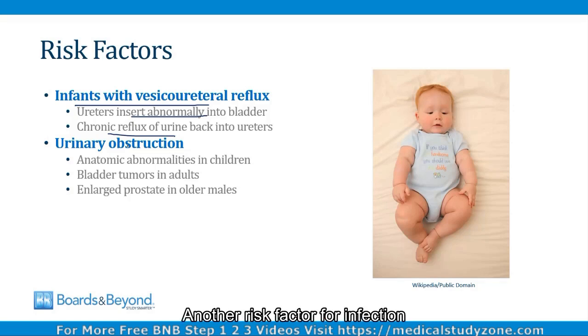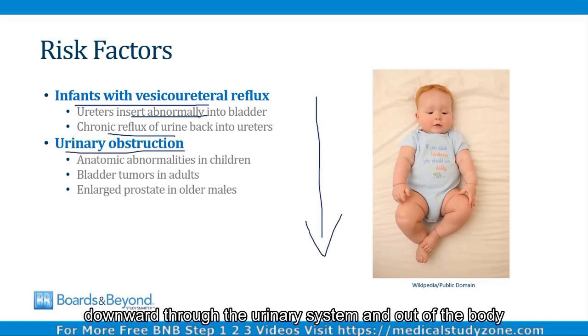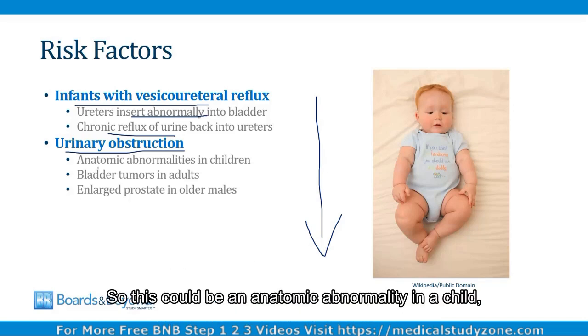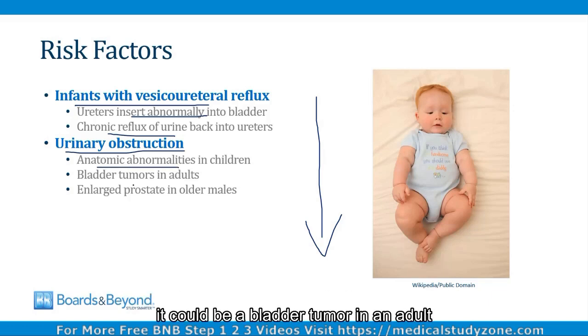and that usually leads to a workup that identifies the reflux. Another risk factor for infection is any cause of urinary obstruction. Once again, the normal flow of urine downward through the urinary system and out of the body is a major protector against urinary infections. So anything that impedes that flow makes it easier for infections to occur. So this could be an anatomic abnormality in a child, it could be a bladder tumor in an adult, and then very commonly it's an enlarged prostate in older men.